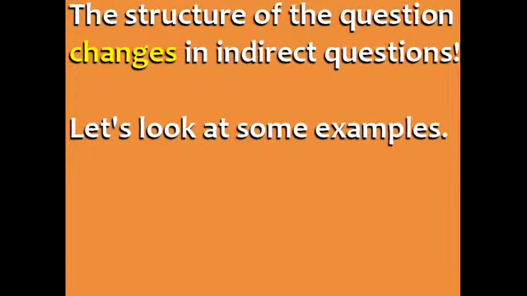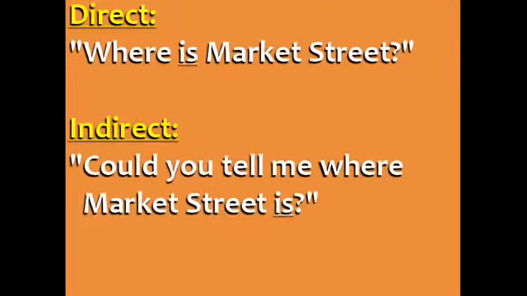Let's look at some examples. Direct. Where is Market Street? Indirect. Could you tell me where Market Street is? In indirect questions, forms of the verb to be, like is, are, and were, come after the subject, not before the subject.